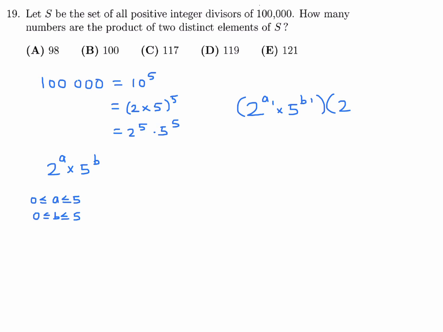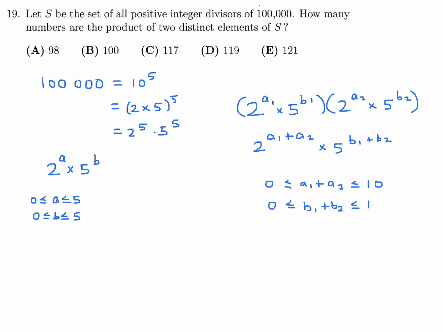So let's just say 2^A2 times 5^B2, like that. Now if you combine these, it'll be 2 to the power A1 plus A2 times 5 to the power B1 plus B2. And A1 plus A2, if you look at this right here, the minimum it could be is 0, and the maximum it could be is 10, right? And same thing with B1 plus B2, the minimum and maximum are 0 and 10.